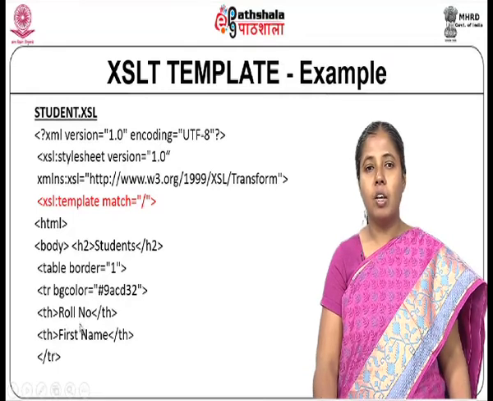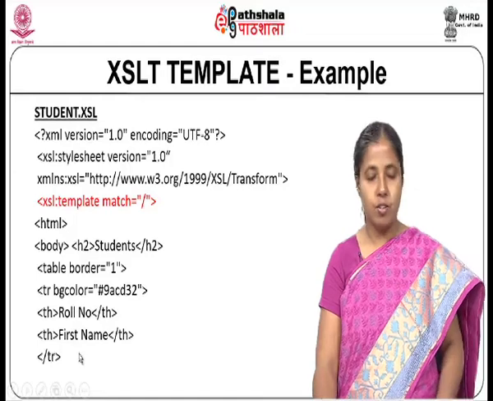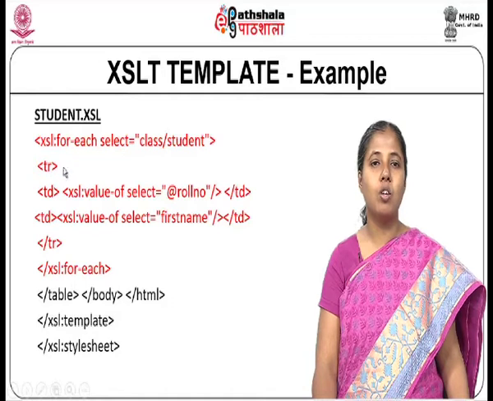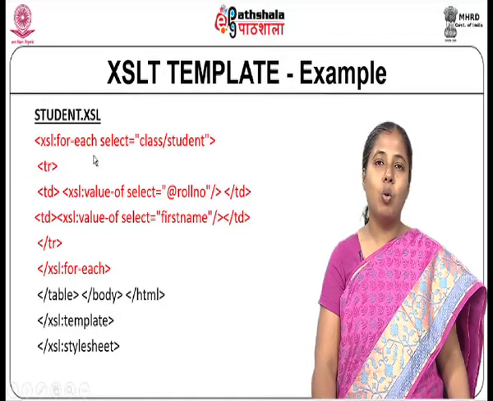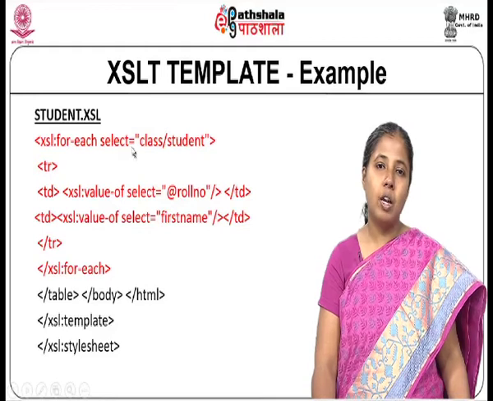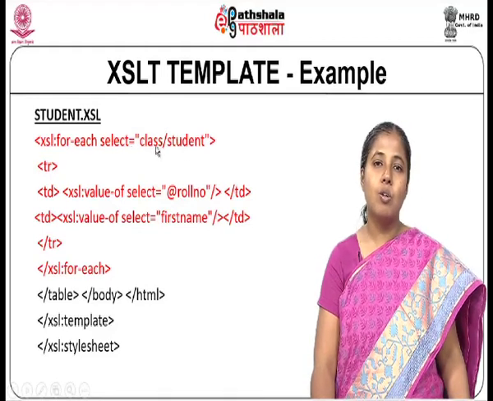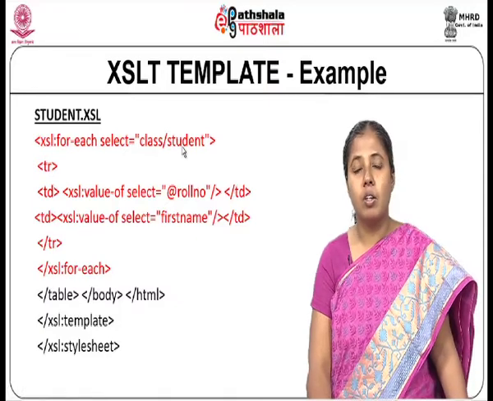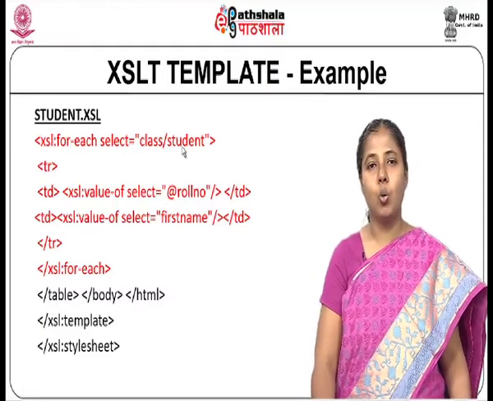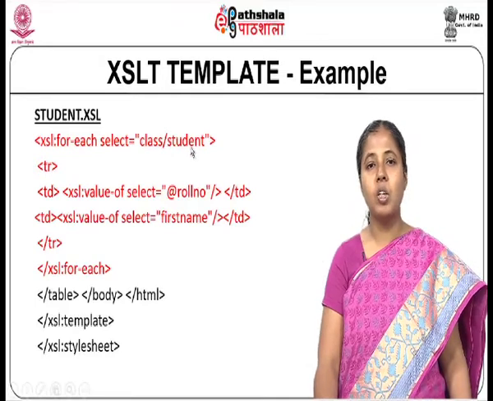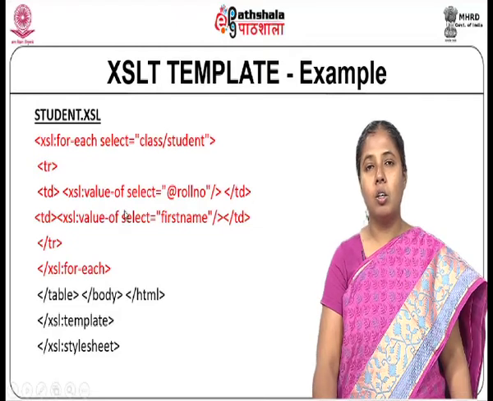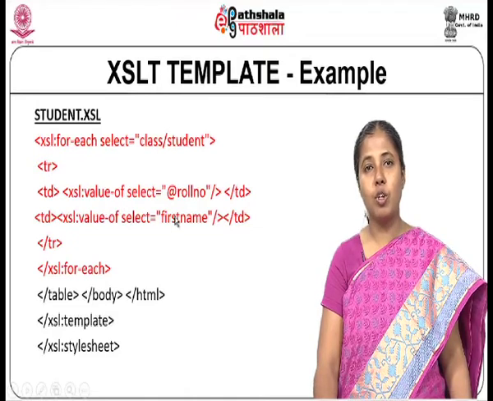You give different colors, the table heading is given as roll number and first name, and in the next row you want to select the student and display it. So, you make use of an element called for-each and you select the student within this class. Here you can see the XML file has the root element class and you have the student information. Student has a first name and a roll number. You want to match every student in the XML document, and retrieve the value of the attribute roll number for the student.